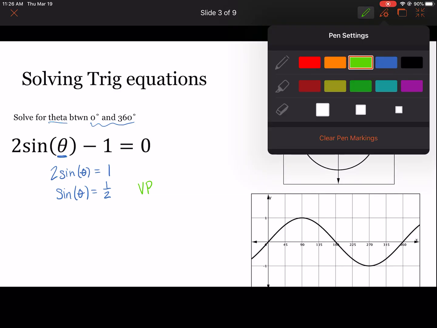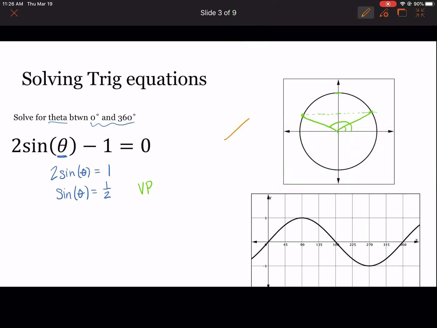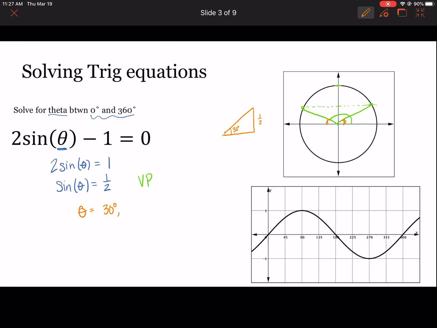So now we're using our knowledge of right triangles. I want to think about what is the angle value right here when I have a vertical position of 1/2, and we know that that triangle has an interior angle of 30 degrees, which tells me that this angle right here is 30 degrees, and that angle right there is 30 degrees. So we can find that our theta value in this case can either be 30 degrees, or it can be 150 degrees using reference angles.